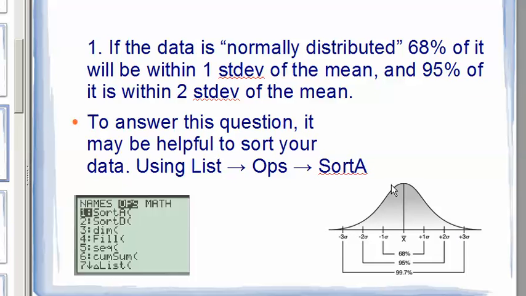If your data is distributed normally, then about 68% or 70% of the data should be between negative sigma and positive sigma, and 95% of the data should occur between two standard deviations below the mean and 2 standard deviations above the mean, and 99.7% of your data should occur between 3 standard deviations below the mean and 3 standard deviations above the mean.